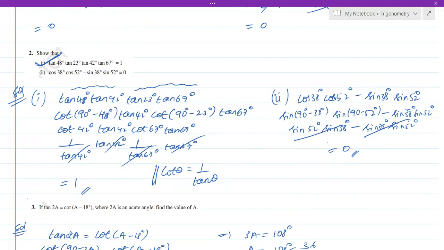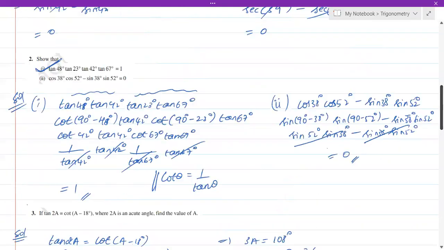Make use of the reciprocal relation: cot can also be written as 1 by tan. Using that, you will get the value of the given question. I hope you guys have understood.